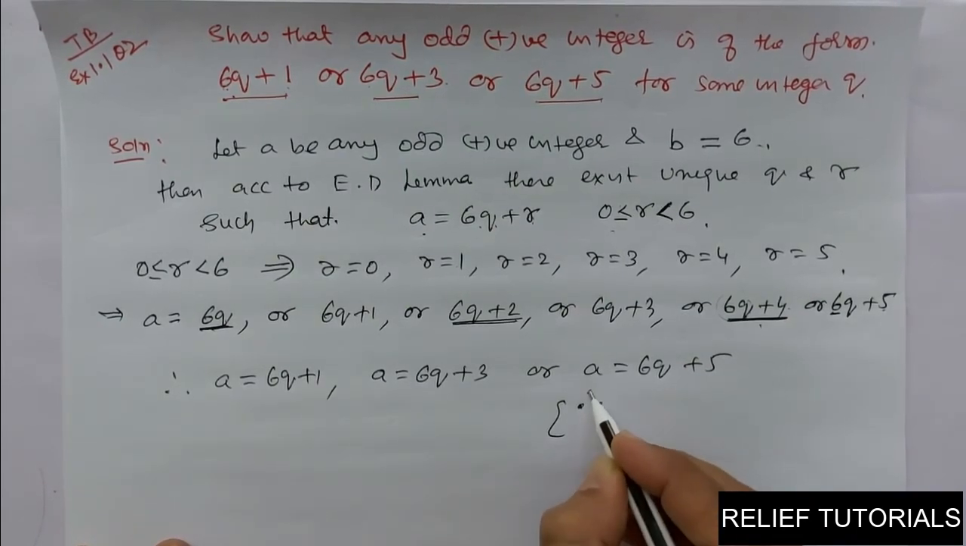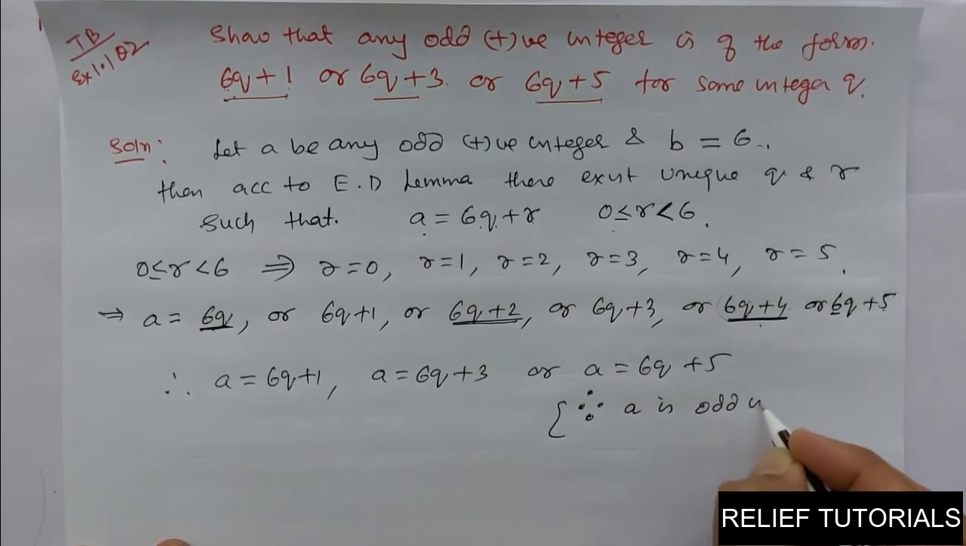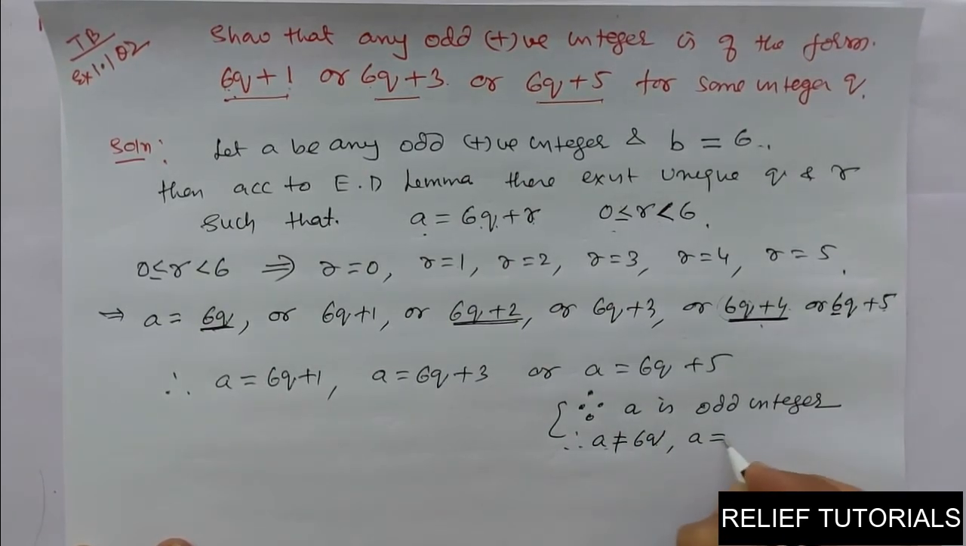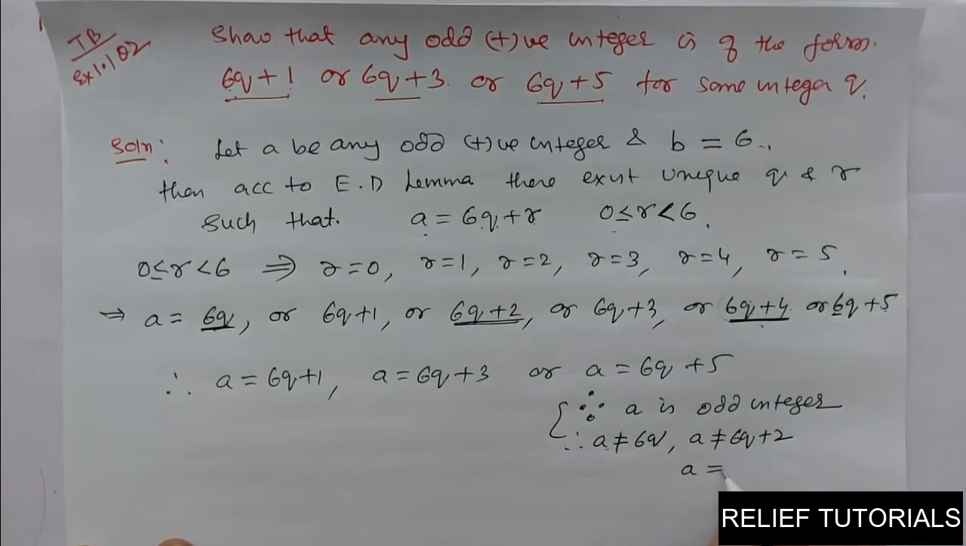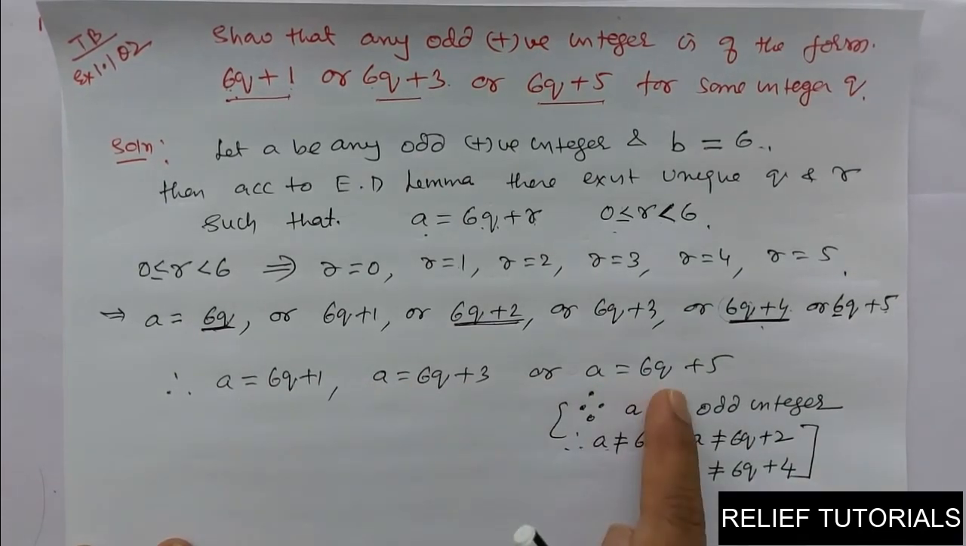Reason, because A is an odd integer. So therefore A is not equal to 6q. Why? Because it is even. And A is not equal to 6q plus 2 because it is even. And A is not equal to 6q plus 4. Clear? A is an odd integer.